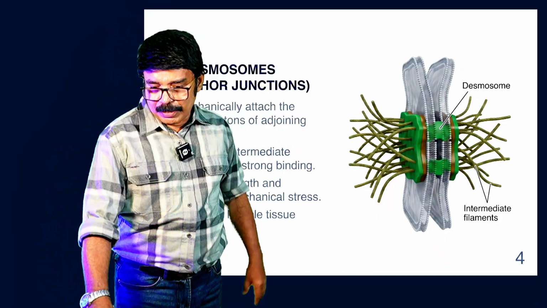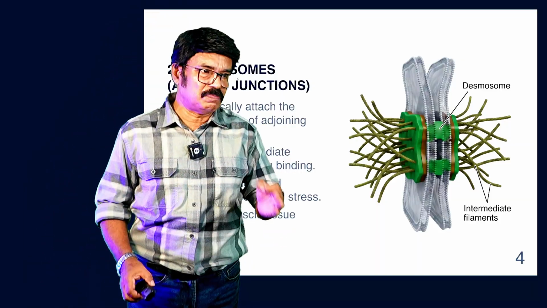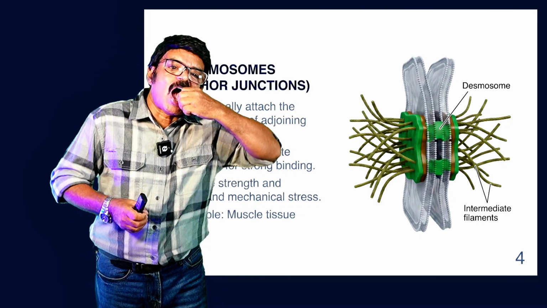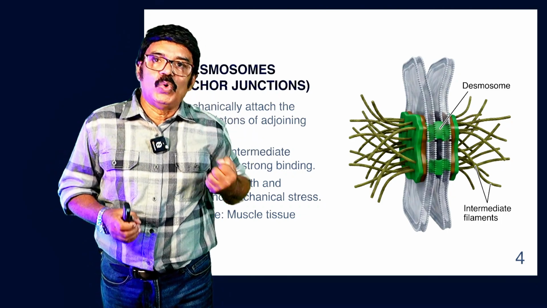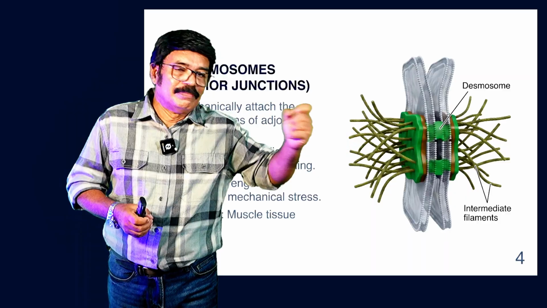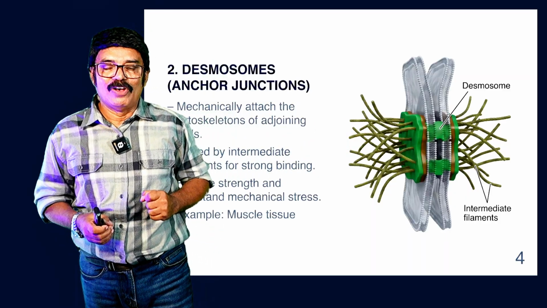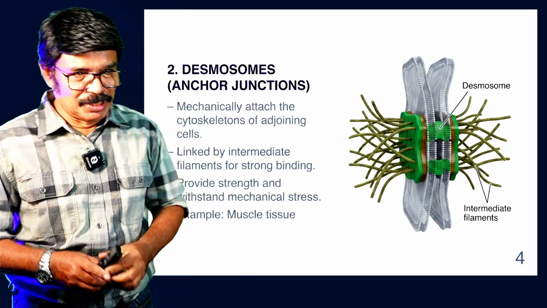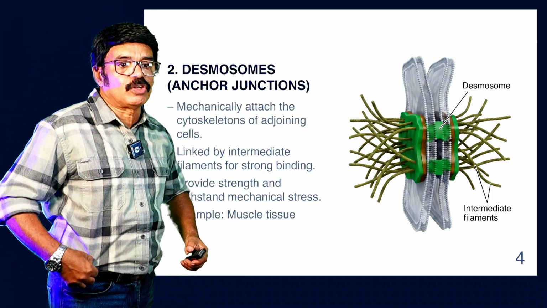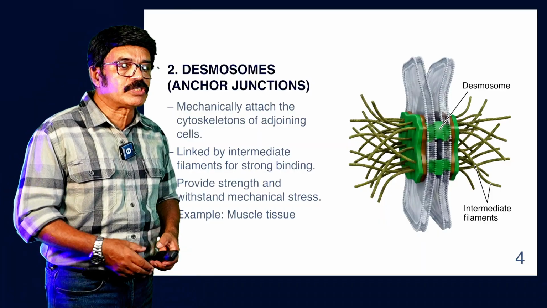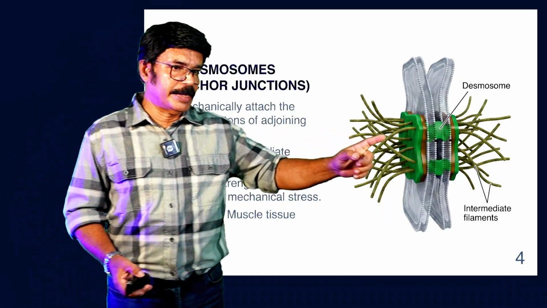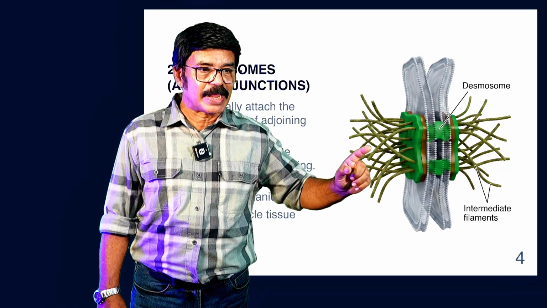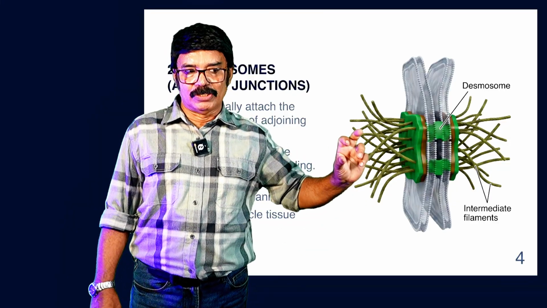So just think about this. When you eat meat, fish, meat, it is really difficult to tear a piece of meat. Why? All the cells are anchored. Junctions mechanically attach the cytoskeletons of adjoining cells. Cytoskeletons. This picture is not that. It is really good to understand the fact, but it is not the real thing.